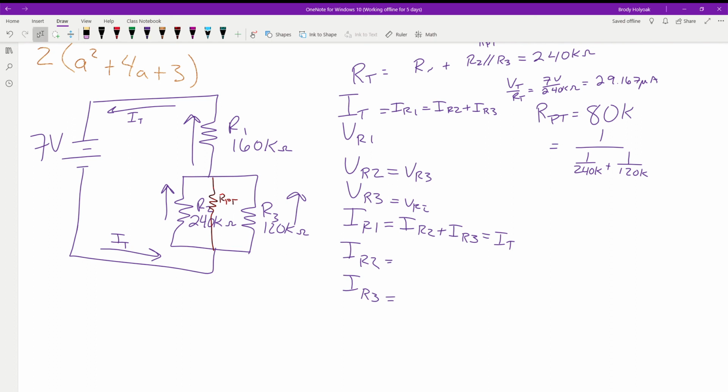How do we get the voltage drop across R1? Current and the resistance. We can also use voltage divider as well, so we could have solved this before we found the current. So IR1, the current through R1, is the same as the current total. So we have 29.167 microamps multiplied by the resistance, 160 kiloohms.